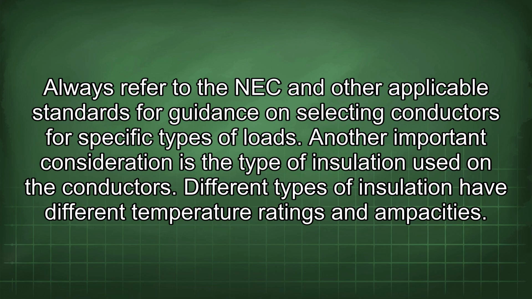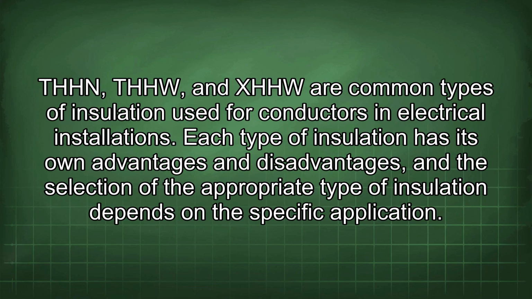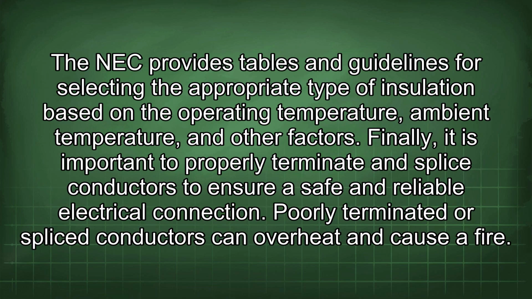Another important consideration is the type of insulation used on the conductors. Different types of insulation have different temperature ratings and ampacities. THHN, THHW, and XHHW are common types of insulation used for conductors in electrical installations. Each type of insulation has its own advantages and disadvantages, and the selection of the appropriate type of insulation depends on the specific application. The NEC provides tables and guidelines for selecting the appropriate type of insulation based on the operating temperature, ambient temperature, and other factors.